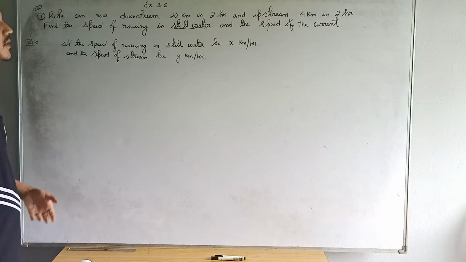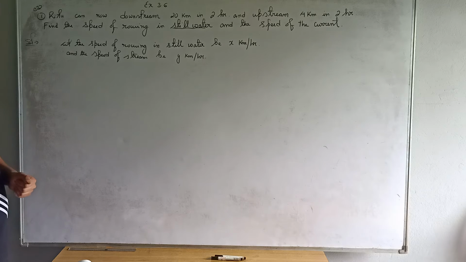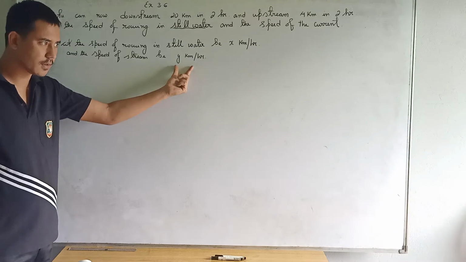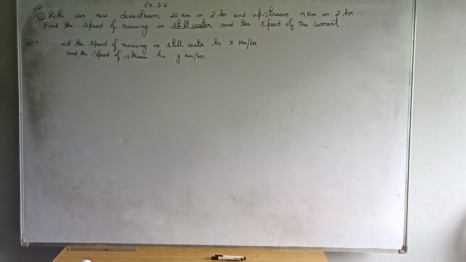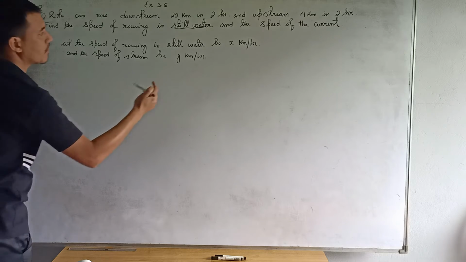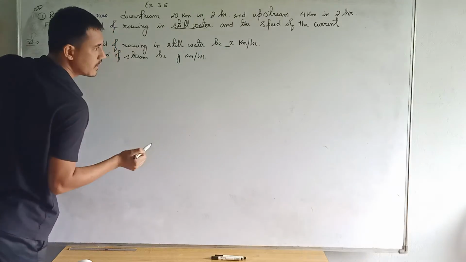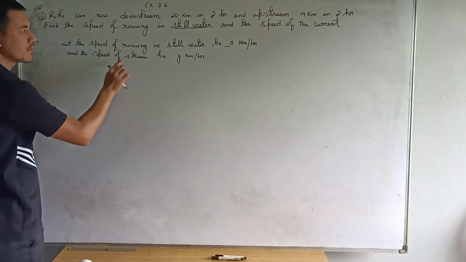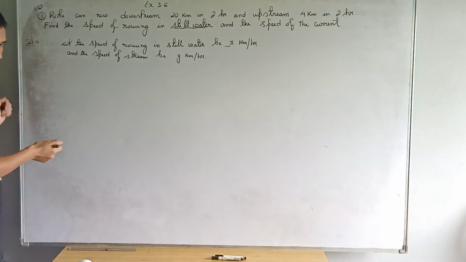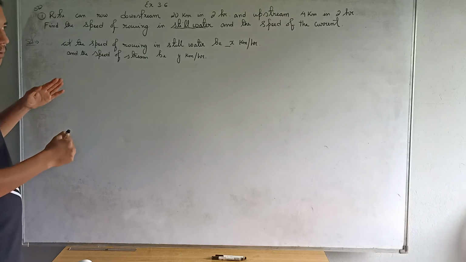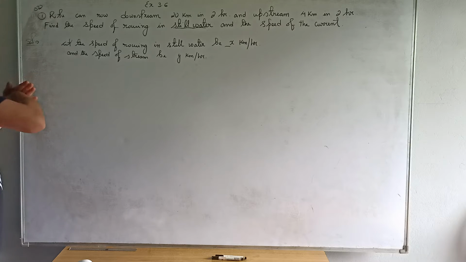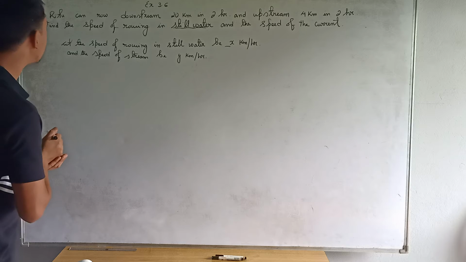Increase, definitely. By how much? By an amount equal to the speed of the stream. And if Ritu rows her boat up the stream, will her speed increase, decrease, or remain the same as that of still water? Decrease. It will decrease by an amount equal to the speed of the stream. Ritu is rowing upwards, the river is flowing downwards, so the speed of the river will act as a resistance.